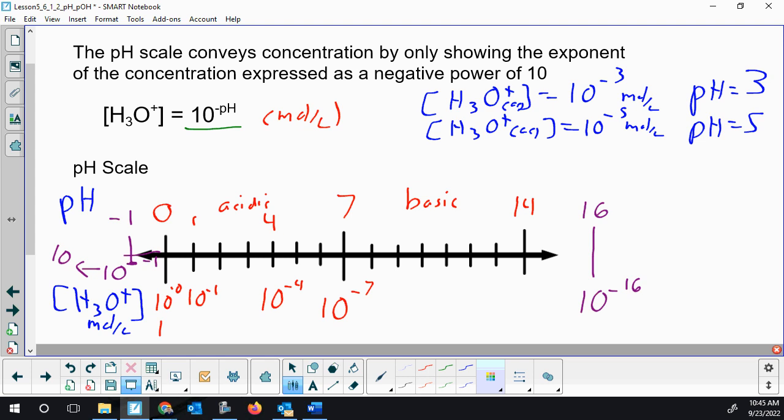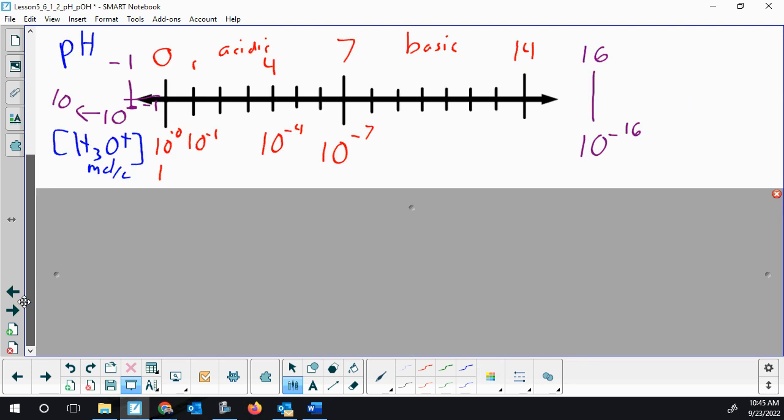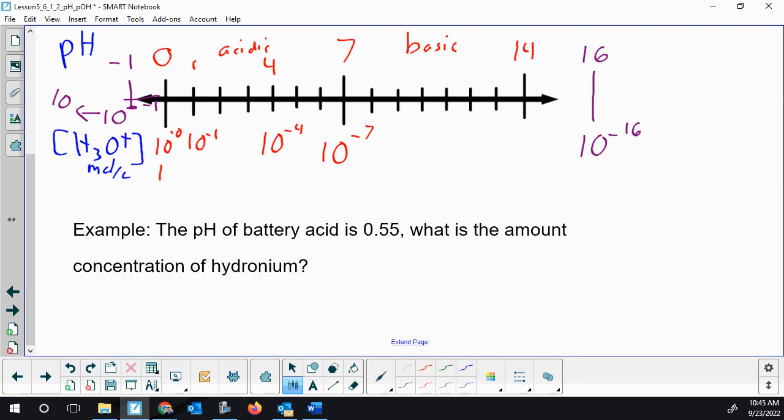So I really wanted to connect pHs to hydronium concentrations, and we're just going to end this slide with a little bit of math using that relationship. Okay. The pH of battery acid is 0.55. There's no units to pHs. What is the amount concentration?